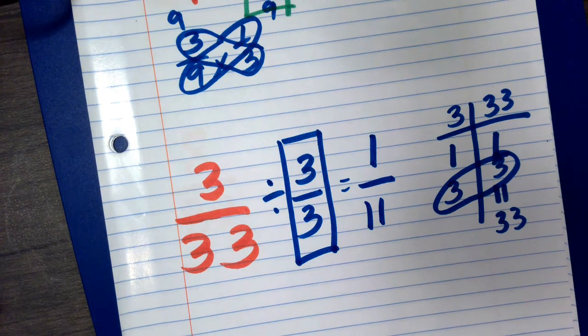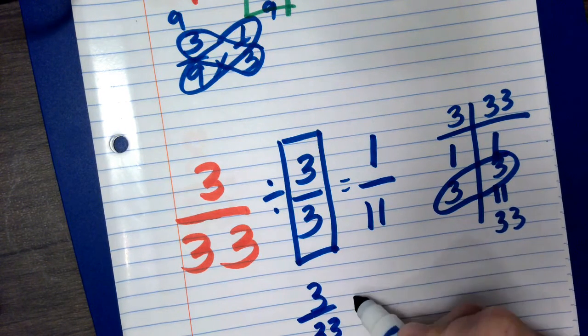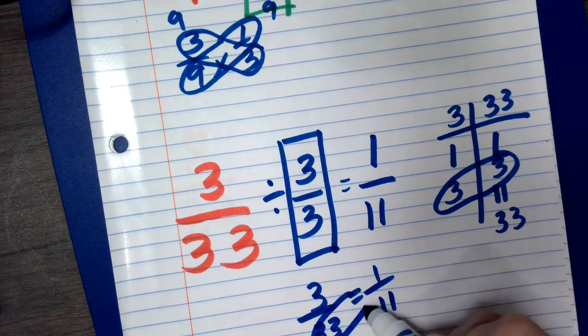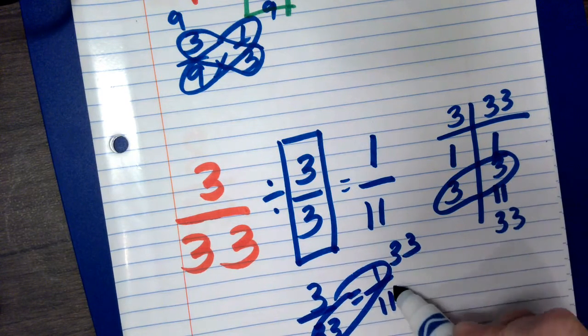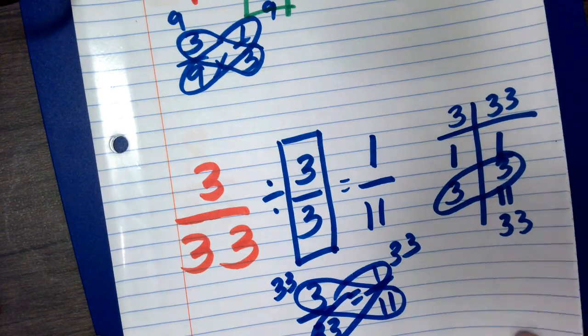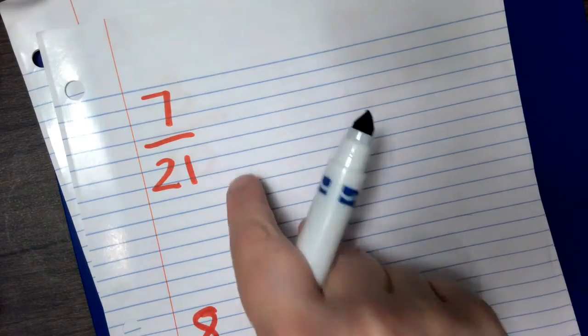And again, I can prove that to you by doing cross multiplication. 3/33 is equal to 1/11, and I can cross multiply that and get 33 over here, and I get 33 over here, so I'm pretty good with that. Let's continue to move on to our next problem. So the next problem is 7 over 21.